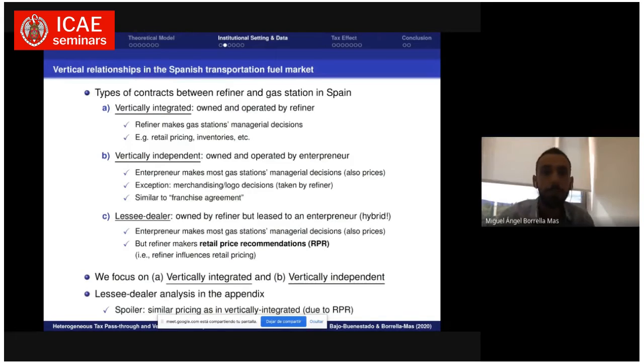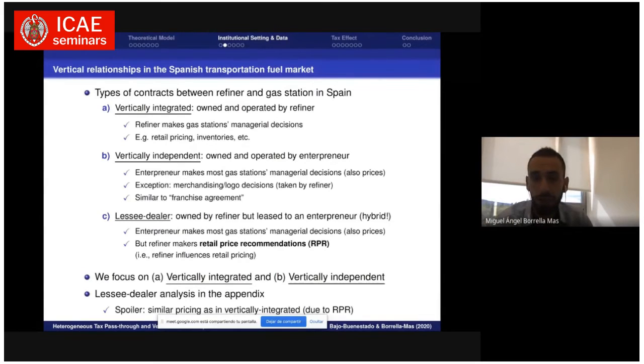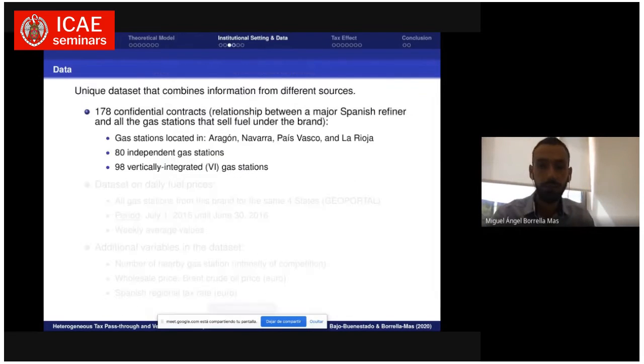Quick question. What is the market share of the three types of contracts? We don't know, because in general we don't know. As I told you, as a consumer, if you see, for example, one Cepsa or one Repsol or one BP, you don't know if this particular gas station is vertically integrated, independent, or leased dealer. But in our case, and here I move to the data, we have access to 178 confidential contracts, from which 80 are independent gas stations and 98 are vertically integrated.